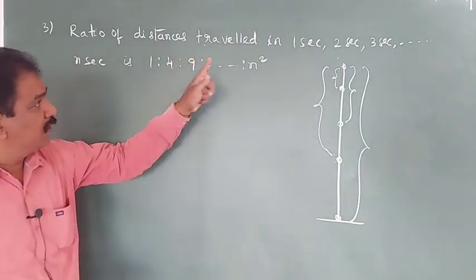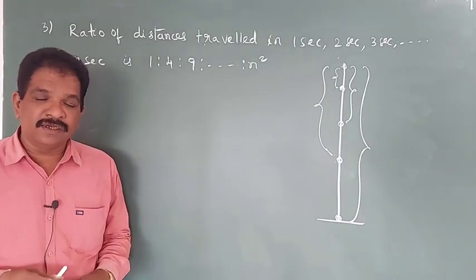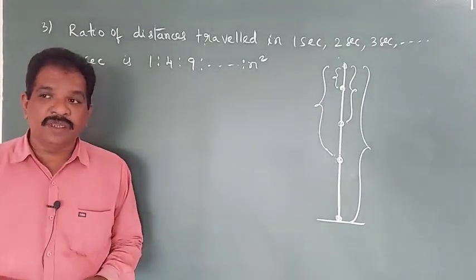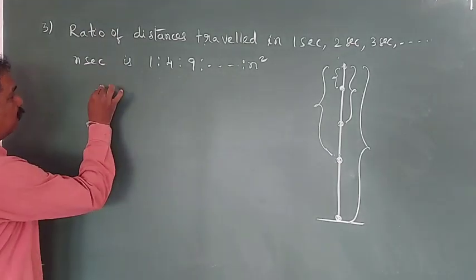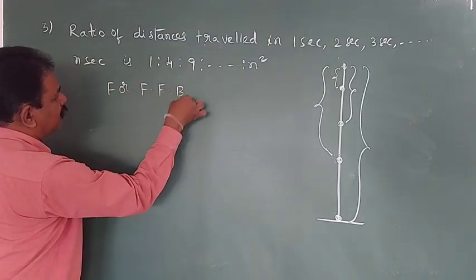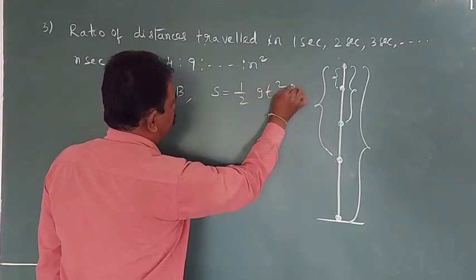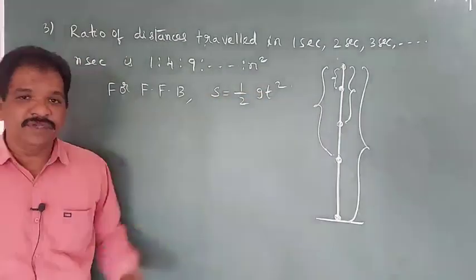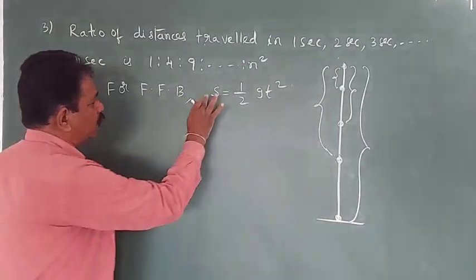So the ratio of distances traveled in 1 second, 2 seconds, 3 seconds and n seconds will be 1 is to 4 is to 9 and so on, n square. How did this come? So for a freely falling body, for the total distance traveled we have to use the formula s is equal to half gt square, or h is equal to half gt square.